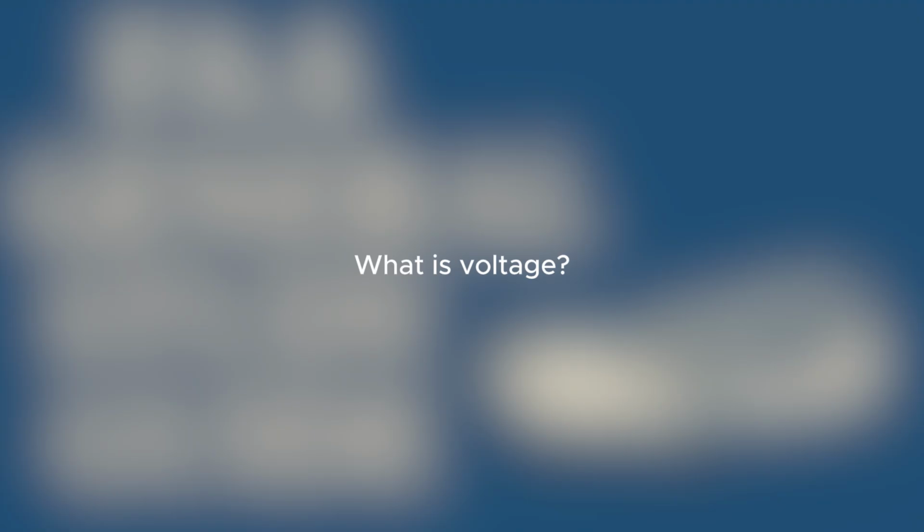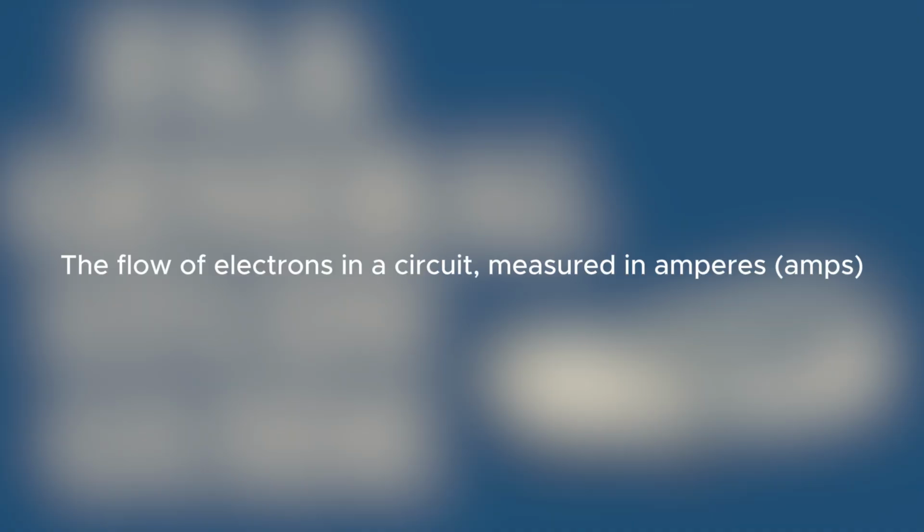What is voltage? It's electrical pressure measured in volts. What is current? The flow of electrons in a circuit measured in amperes, amps. What is resistance? The opposition to current flow measured in ohms.